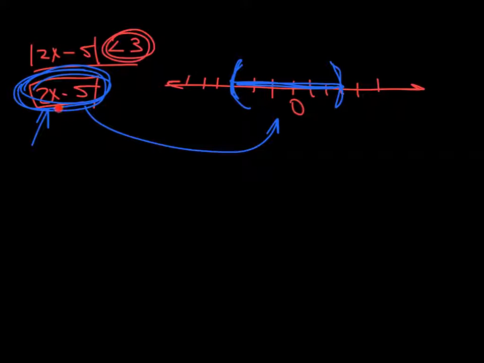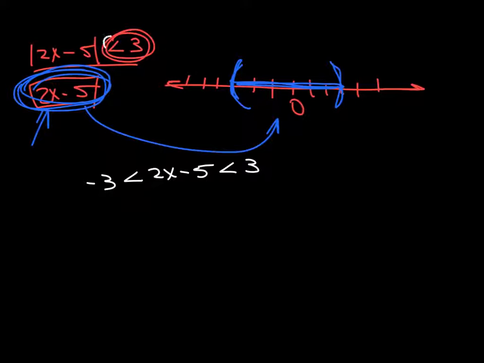So what we're looking for in this inequality is what numbers we can put in for x that will make the distance of 2x minus 5 somewhere between negative 3 and 3, less than 3 units away from 0. Since 2x minus 5 has to be between there, let's write that as an inequality. So 2x minus 5 is somewhere between negative 3 and positive 3. That's how I wrote that.